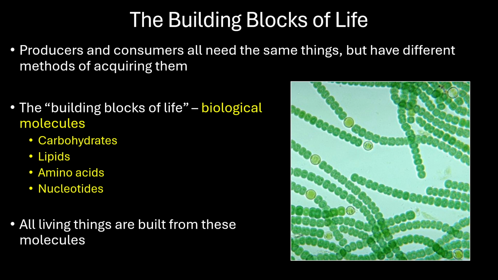So producers and consumers, even though they have different strategies for achieving them, they have the same needs, right? They all need the same things. Those basic building blocks of life, the biological molecules, those being carbohydrates, lipids, amino acids, and nucleotides. These are the things that build every cell at its most base level, okay? And so all living things, whether they're autotrophs or heterotrophs, are going to need these things. It just differentiates how they get those things. Do they make them themselves, or do they get them from someone else?